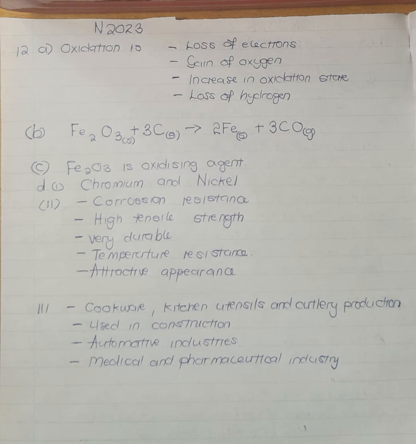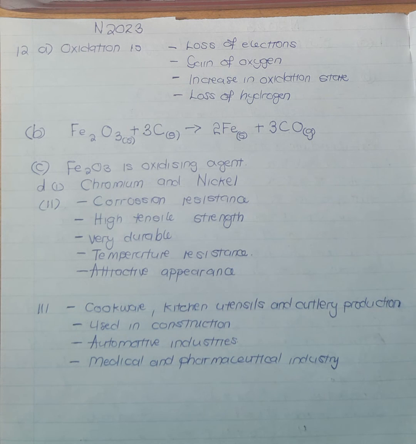First, we are supposed to explain the term oxidation. Oxidation can be defined in terms of electron transfer. It is going to be defined as the loss of electrons, or it is going to be defined as the gain of oxygen, or the increase in oxidation state, and the loss of hydrogen. And then on part B, we're supposed to write a balanced chemical equation for the reaction between iron 3 oxide and coke. So iron 3 oxide and coke produce iron and carbon monoxide.